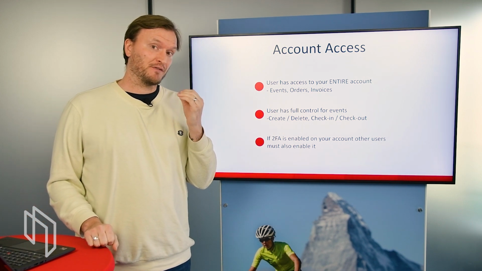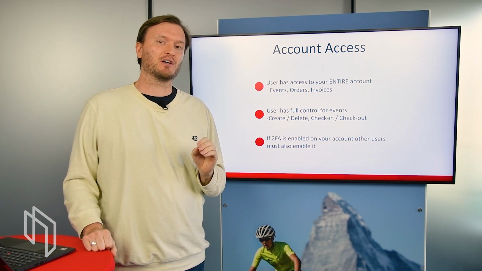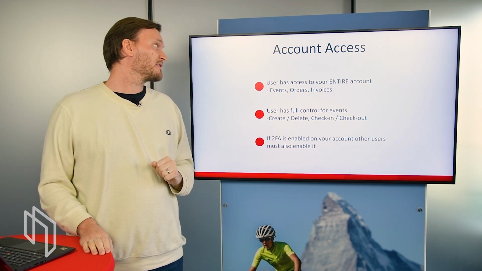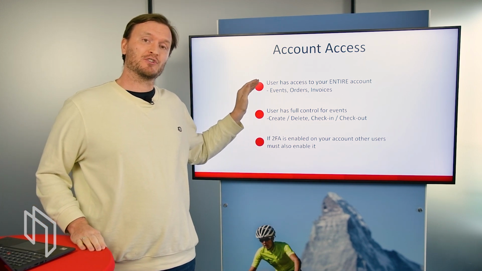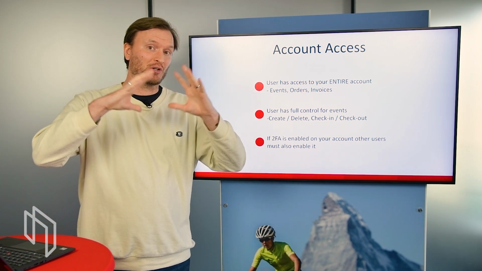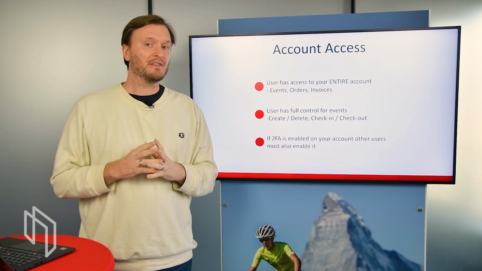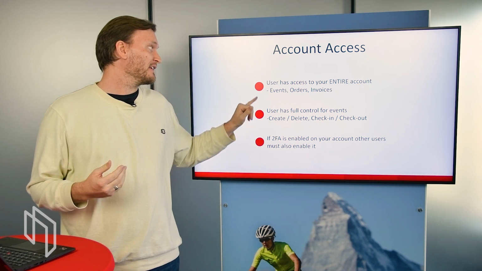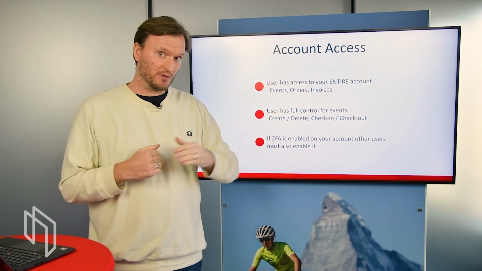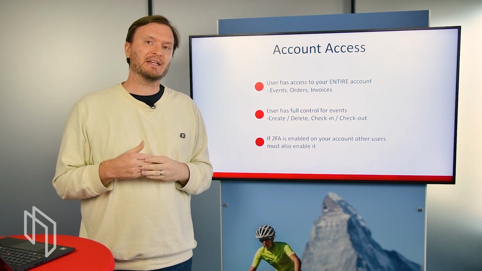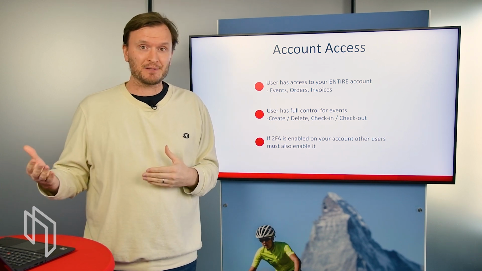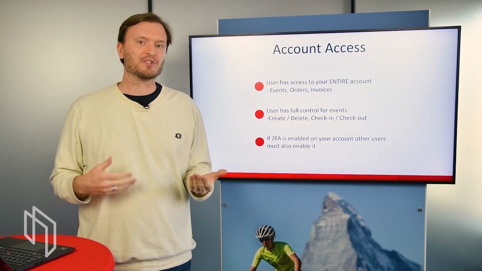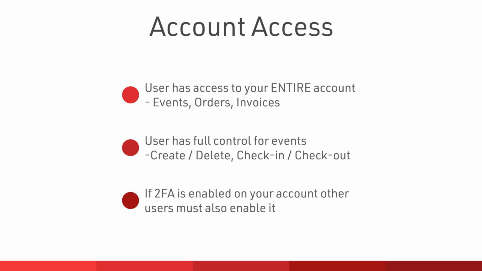As I said, there's a few important things you need to consider when considering account access rights. The first is that the users you grant access to have access to your entire Race Result account. This is not limited to just events, it is your whole account. That is your events, orders, and invoices. The only exception here is they cannot access the account access page to grant access to other users and so on.